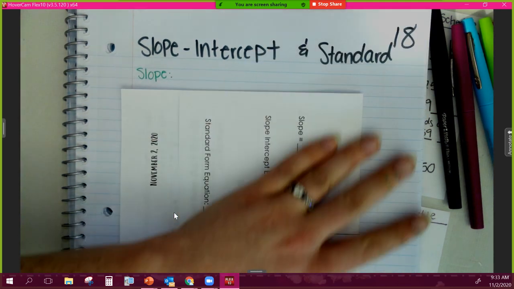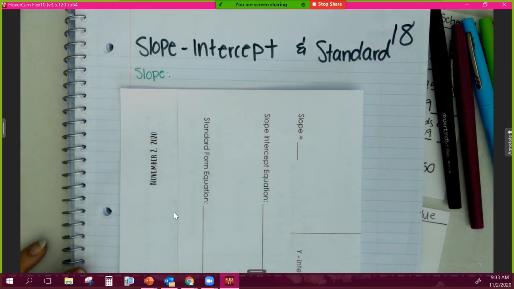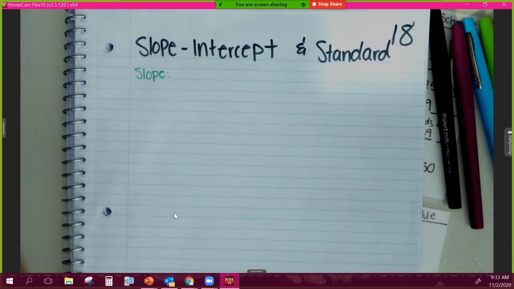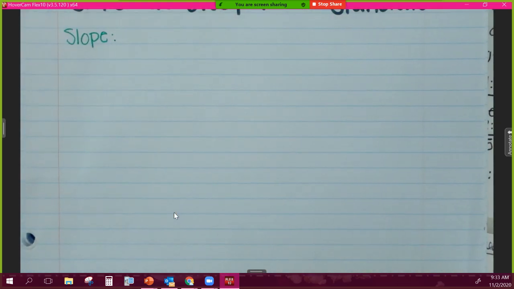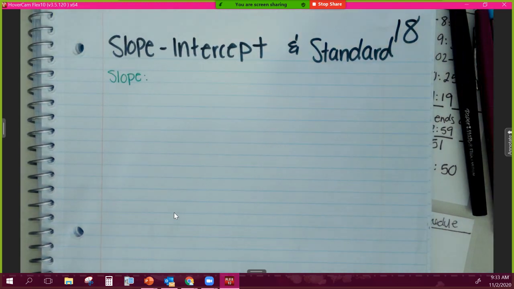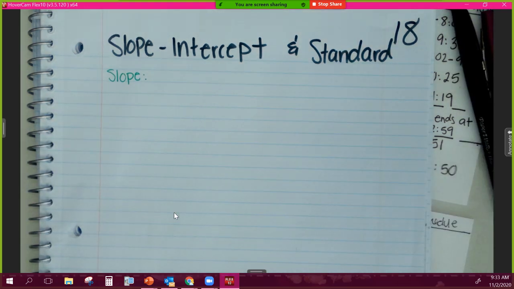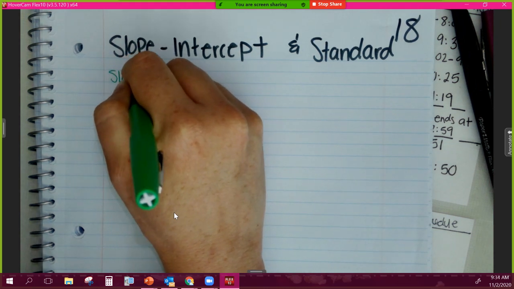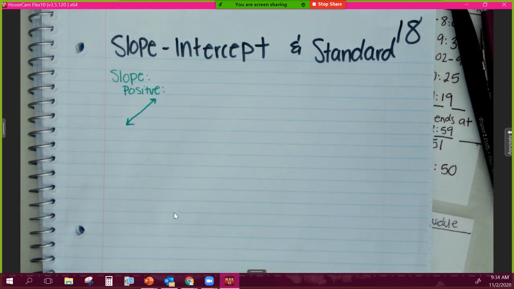After going through some of my classes today, I think that I also want to do a little just quick refresher of slope. So we're going to put that on the notebook paper on page 18. Okay. So quick refresher. When we have a positive slope, what does that look like? It's going up, right? So a positive slope will look something like this.